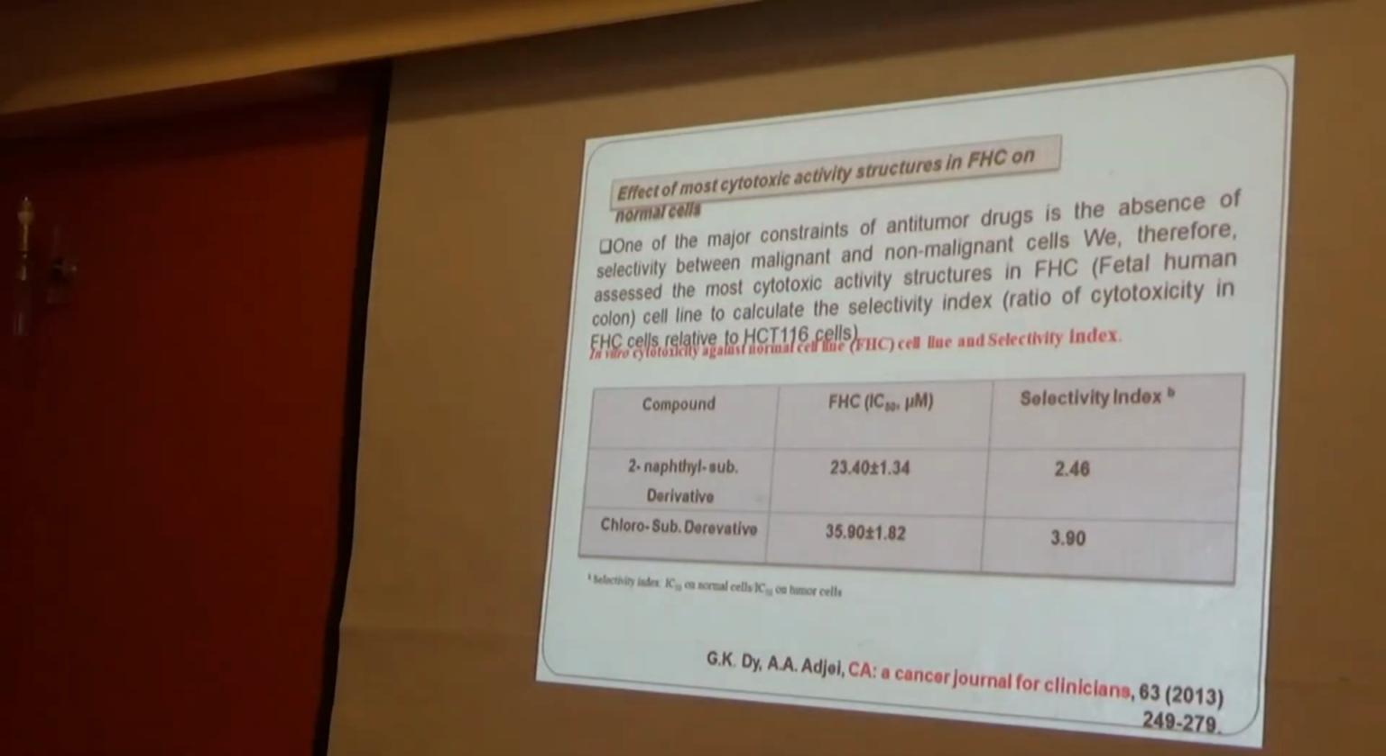effect of the most cytotoxic structures on normal cells. One of the major constraints of antitumor drugs is the absence of selectivity between malignant and non-malignant cells. We therefore assessed the most cytotoxic structures on normal colon cells. This table shows that they are active and selective to malignant cells.